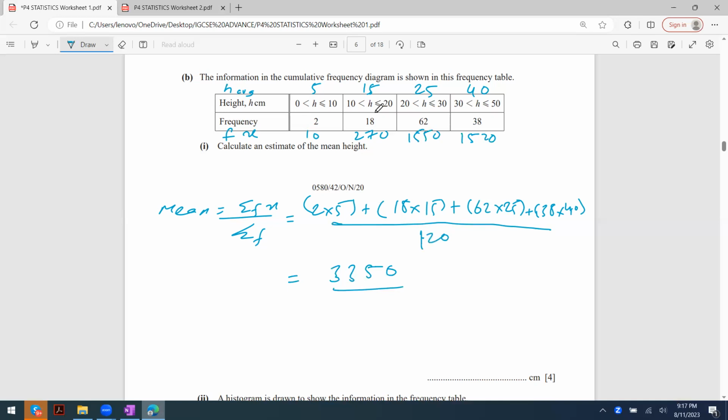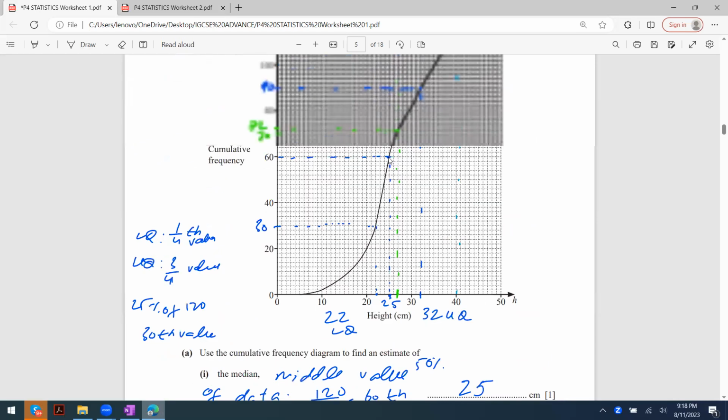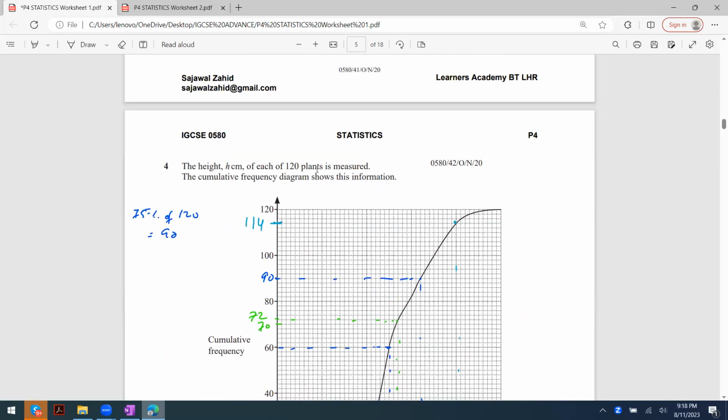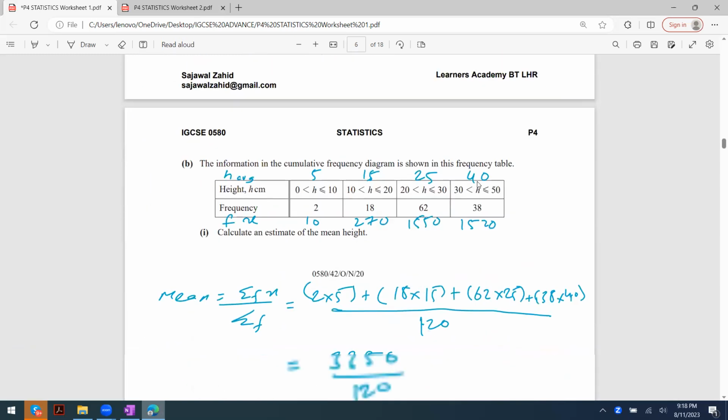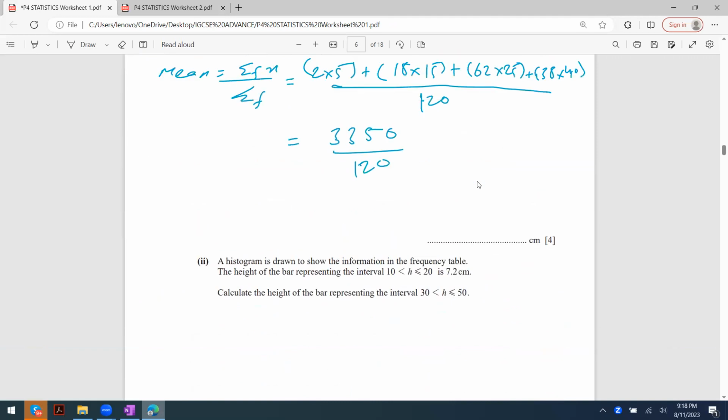Sigma f is 120. You can even check from the table. So how do you find sigma f? You just add all of the frequencies together. Yes, sigma f means adding the frequency. Also, there is a shortcut always. In the question, they will tell us the data, like at the start, usually they tell us 120 plants. So that is sigma f. Okay, let's divide it. 27.9 is the mean or average.